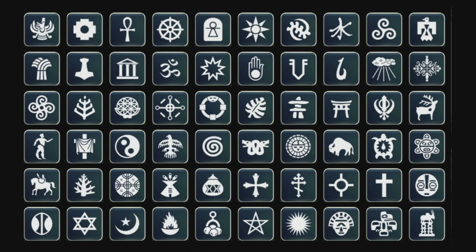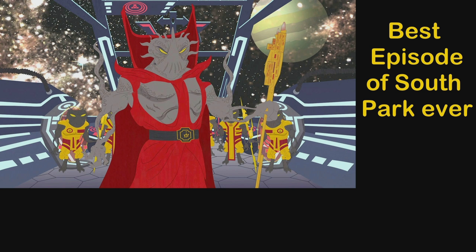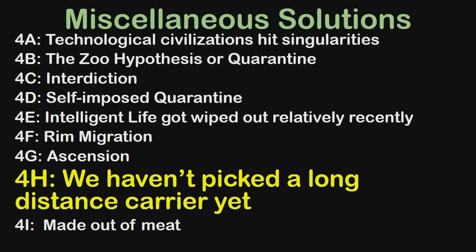And the idea that a science fiction author would ever create a religion is, of course, pretty ridiculous. It's absurd. No one would ever convert to a religion some author just cobbled together one day. 4H. We haven't picked a long-distance carrier yet.